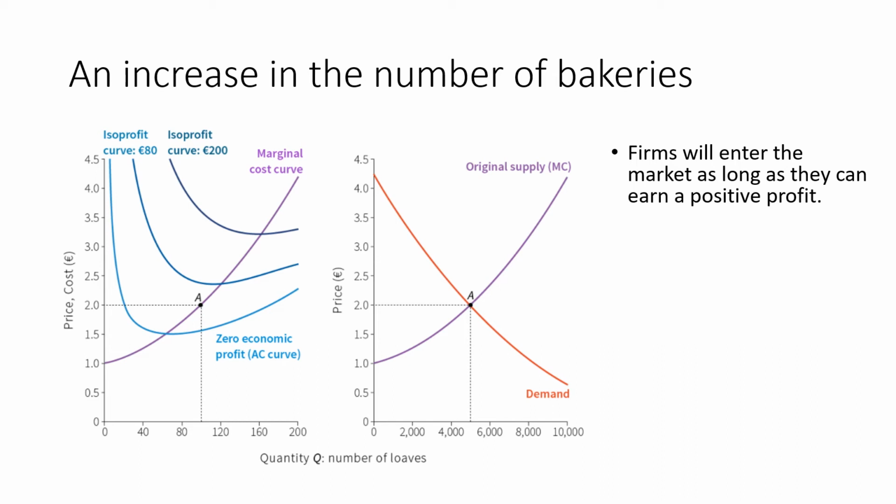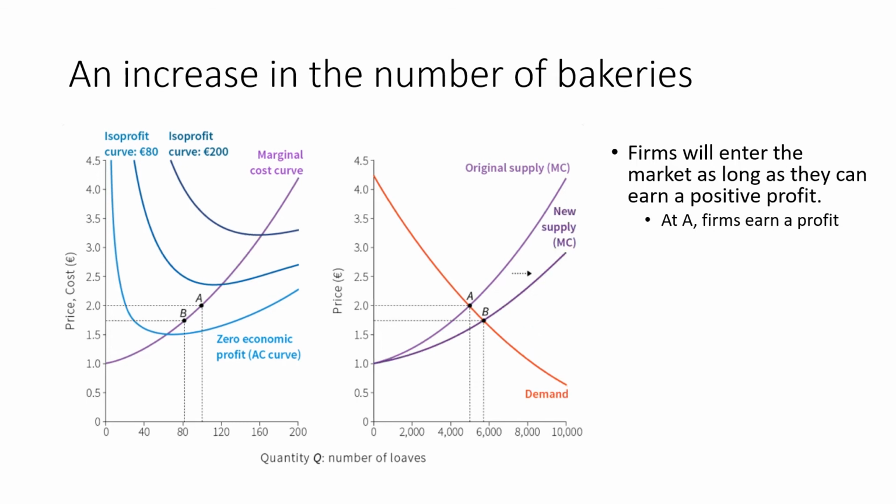Firms are going to enter the market as long as they can earn a positive profit. So at point A, our initial equilibrium, each firm produces 100 loaves that sell for €2 each. And since there are 50 firms, that means there are 5,000 loaves produced for €2 each. Every firm is also earning a profit, and that's going to lead more firms to want to enter the market. As more firms enter the market, that's going to shift the market supply curve like this, reducing the equilibrium price.